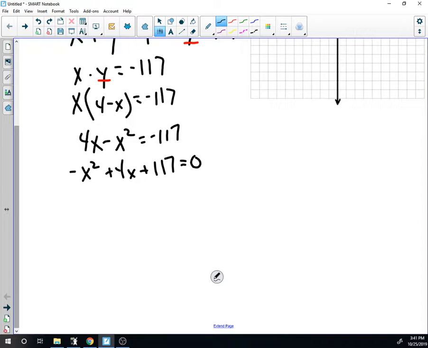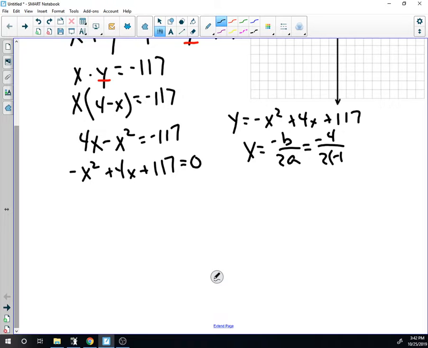Now, just like our other example, I'm going to graph y equal to negative x squared plus 4x plus 117, and I'm going to work around the axis of symmetry to find the values. So I need the axis of symmetry. The axis of symmetry is x equal to negative b over 2a. That's equal to negative 4 over 2 times negative 1, which is equal to 2. So 2 is my axis of symmetry.